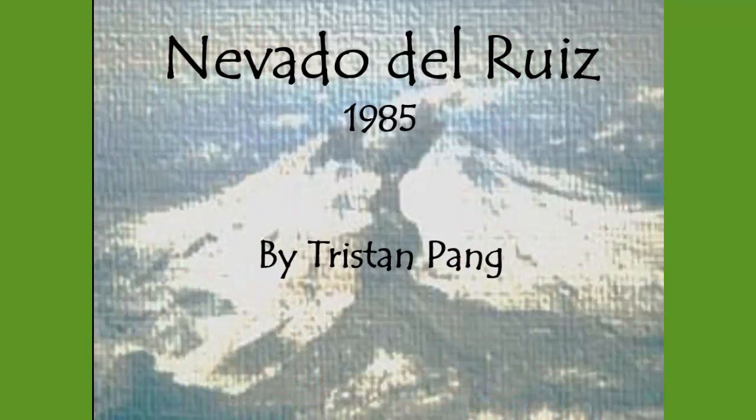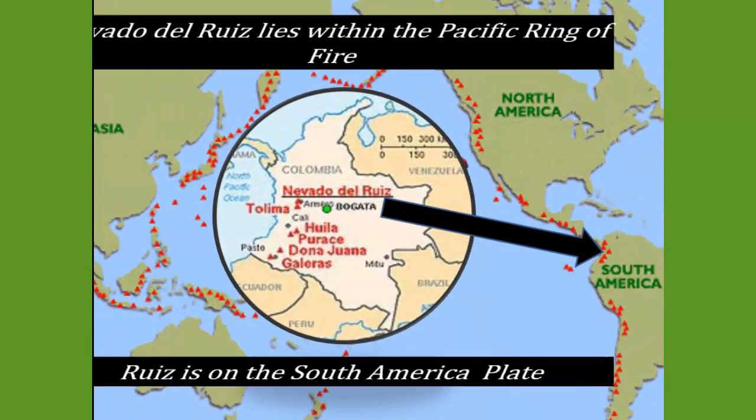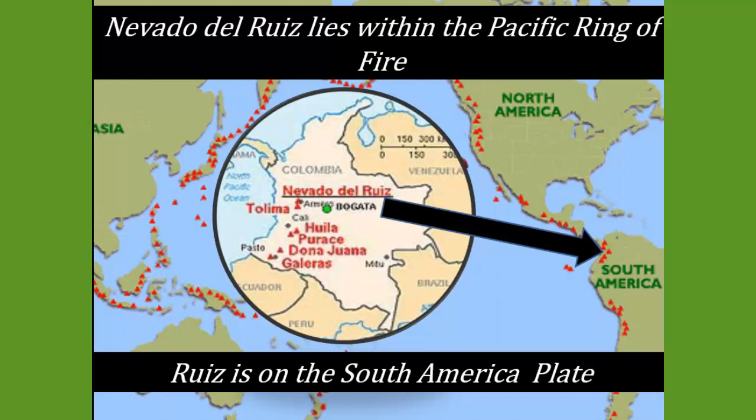Nevado del Ruiz, the 1985 eruption. So first of all, Ruiz is a volcano that lies on the Pacific Ring of Fire. The Ring of Fire borders the Pacific Ocean plate, and as you can see on the map, the red triangles indicate volcanoes on this ring.